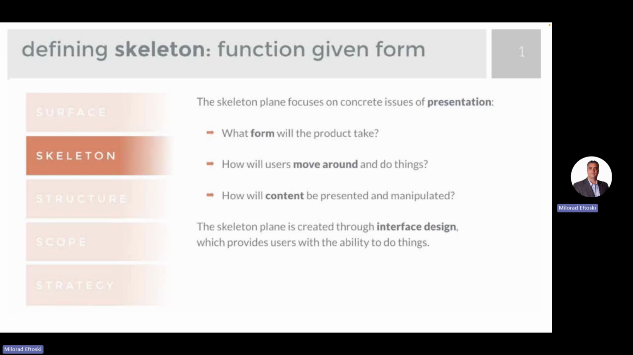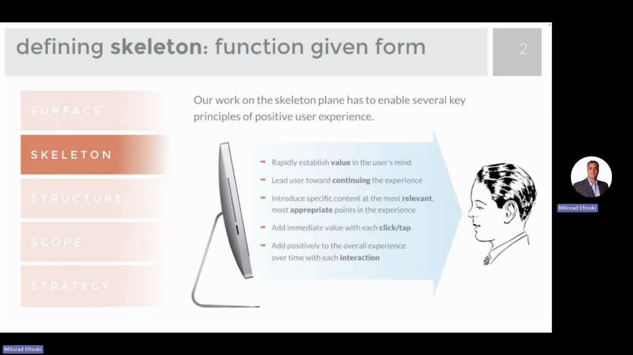Now, let me quickly back it up a bit. We're talking about structure, scope, strategy. The user personas that you're doing today are very important because that defines your whole user research. Who are you building the app for? Who's the audience? How will it benefit them? These are all important things. Now we're talking about implementing the actual function of the skeleton, which is interface design. Our work on the skeleton plane has to enable several key principles of positive user experience. Another person looking at a screen could be a device or a monitor or a computer like you're looking at right now. So these are the core important things you have to remember.